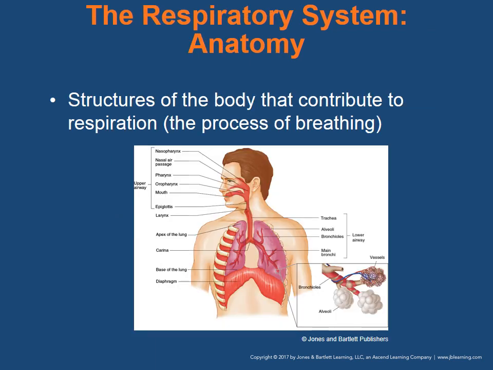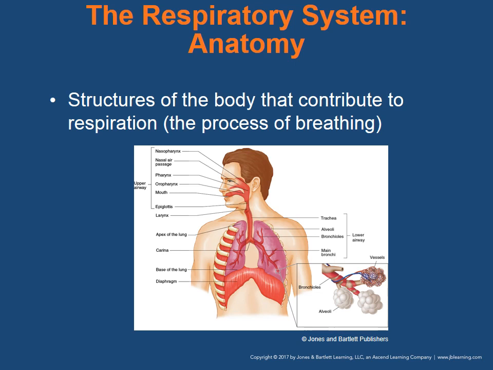The respiratory system anatomy: structures of the body that contribute to respiration, the process of breathing. So going from the top, we have the nasopharynx, through the nose, that helps bring in air, helps humidify air. That's the nasal air passage down to the pharynx and the oropharynx. The mouth, in terms of the respiratory system, is just another path for air to come in. It can either go through the nose or the mouth.